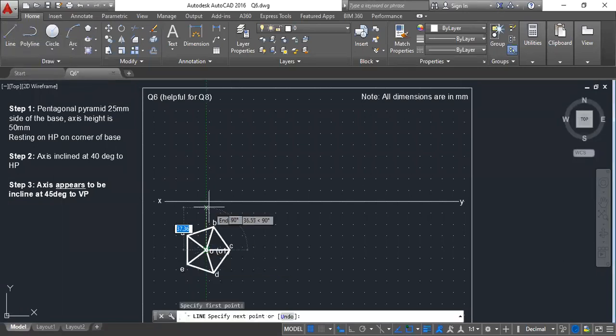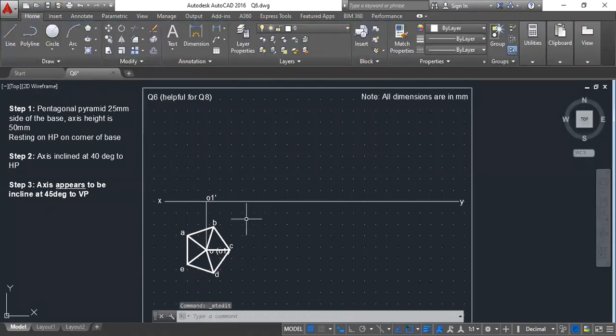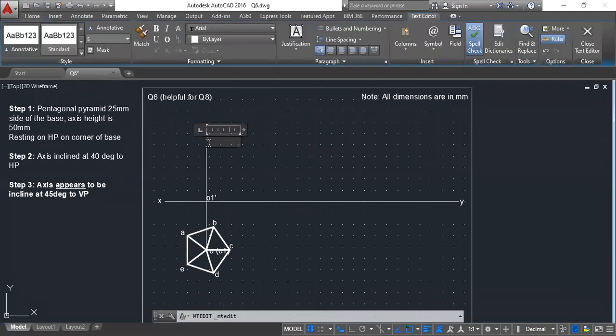Now how to draw the triangle? First thing that you can do is, from the center draw a line and name it as O1. As it is front view, it will be O1 prime. From O1 prime, take the axis height. What is the axis height? Axis height is 50 millimeters. So take 50 millimeters and then you get the point O. This is how we are supposed to find the axis.